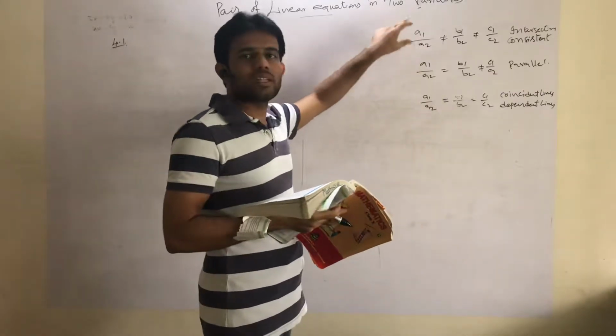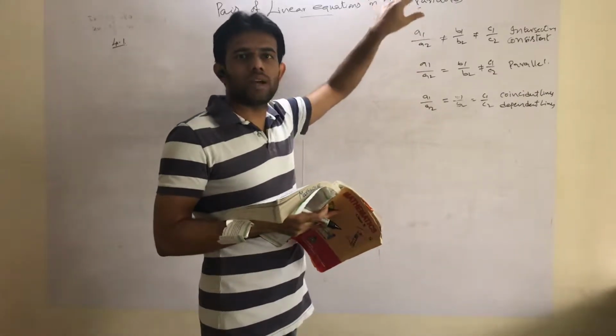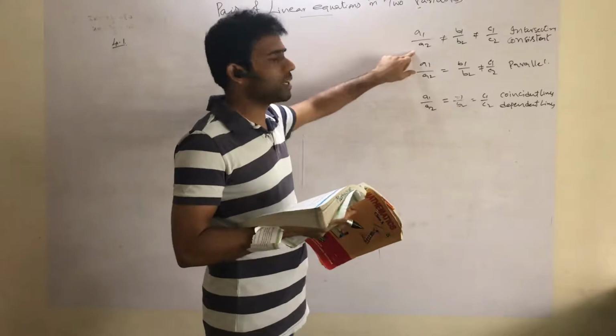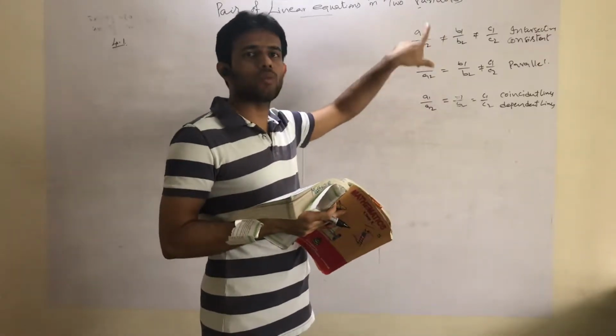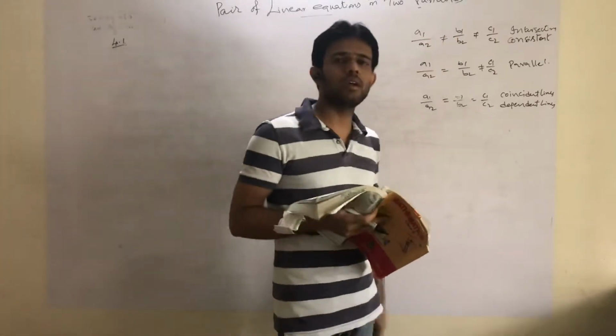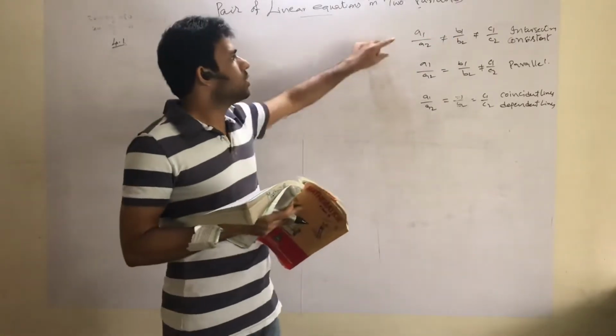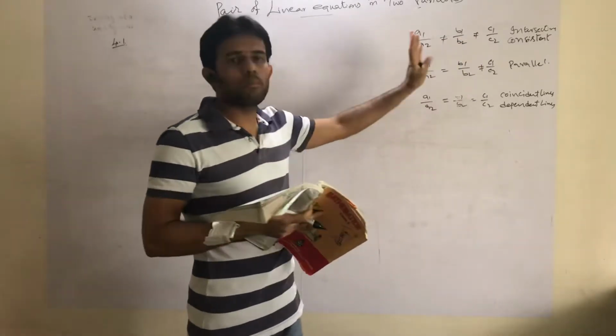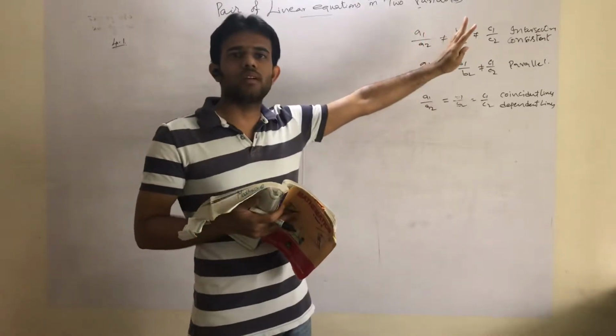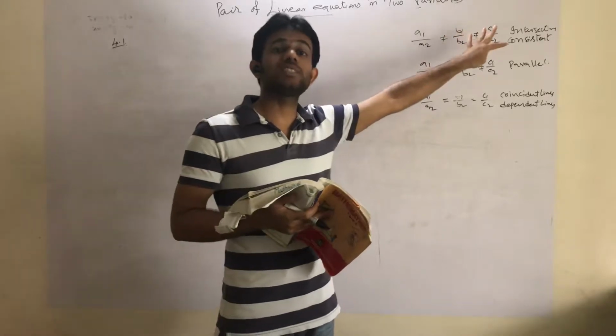So you need to find the ratios of the coefficients of x and y and constants. That is, a1 by a2 is the ratio of the x coefficients, b1 by b2 is the ratio of the y coefficients, and c1 by c2 is the ratio of the fixed terms. If none of them are equal, then those lines are called intersecting lines and also called consistent lines.